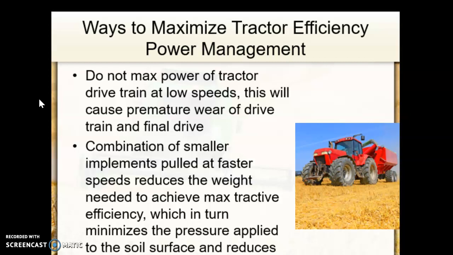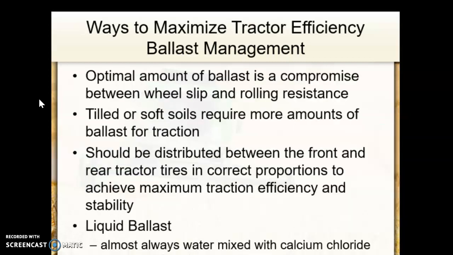Combination of smaller implements pulled at faster speeds reduces the weight needed to achieve max tractive efficiency, which in turn minimizes the pressure applied to the soil surface, okay, and reduces compaction. So if we can use smaller implements pulled at a faster rate of speed, that's a good way to reduce compaction because we're decreasing the amount of time that we are coming into contact and compacting that soil. So basically what we're saying is from a compaction standpoint, a lot of times it makes sense to use a narrower implement and just travel at a faster rate of speed.